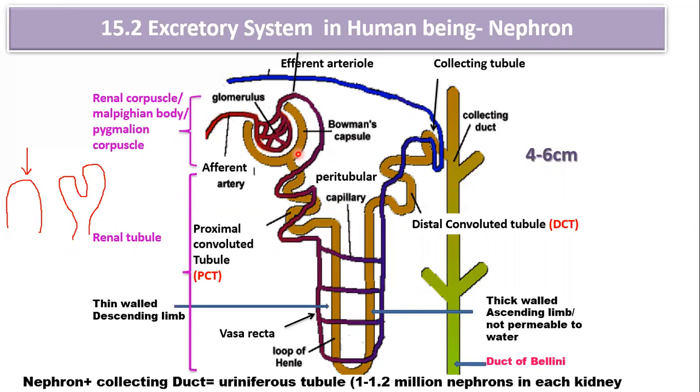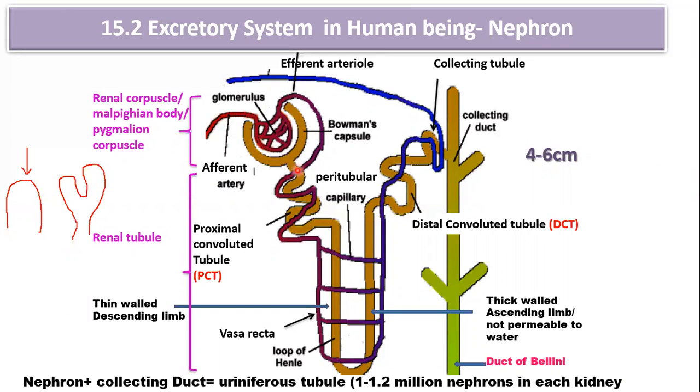Okay, so the first filtration of the blood will take place in the Malpighian body. So this is all about the structure called the Malpighian body, or renal corpuscle.